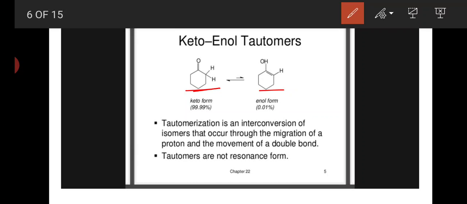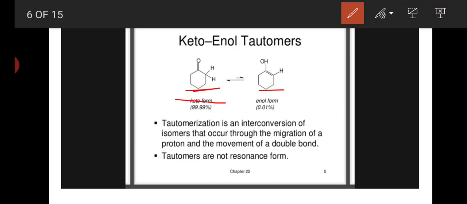Okay, here tautomerism means it is an interconversion of two isomers, but this interconversion occurs through the migration of a proton or movement of a double bond. In these tautomeric forms, the migration of a double bond or migration of a proton will occur.